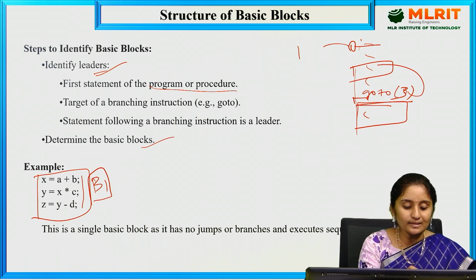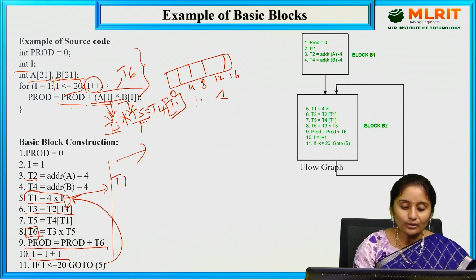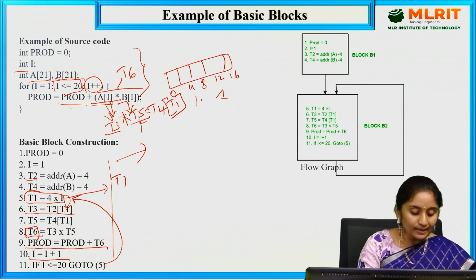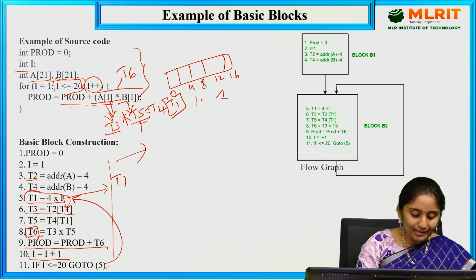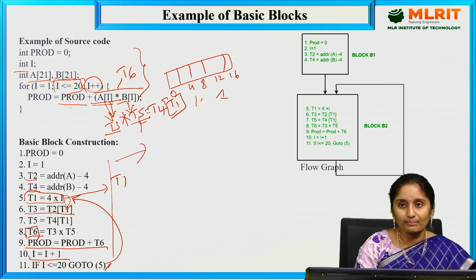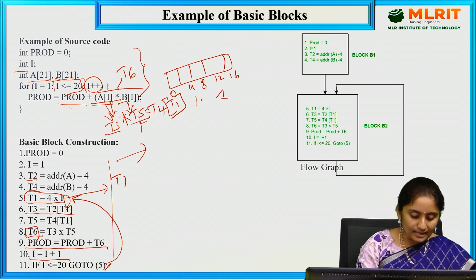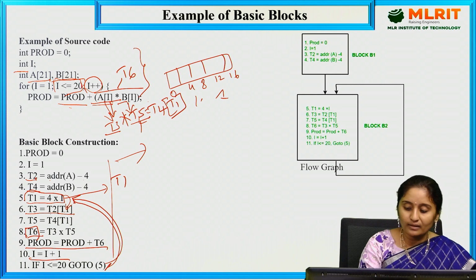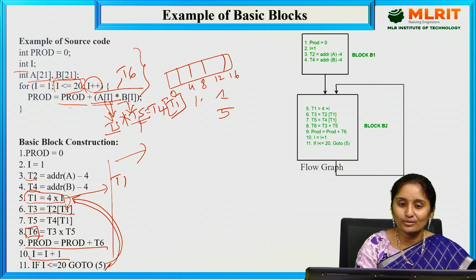The second rule is the target of the branching instructions. That is, any unconditional or conditional jumps. Yes, at the 11th line I have a conditional jump. Here the go to statement is there. To which statement is it moving? It is moving to the 5th line. So the 5th one is also a leader.